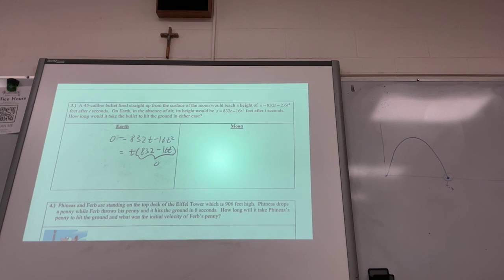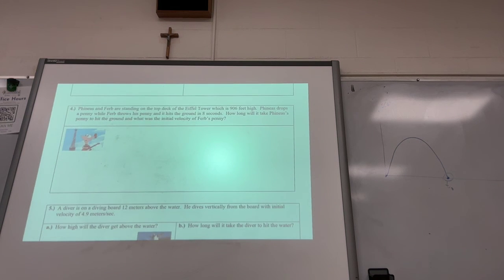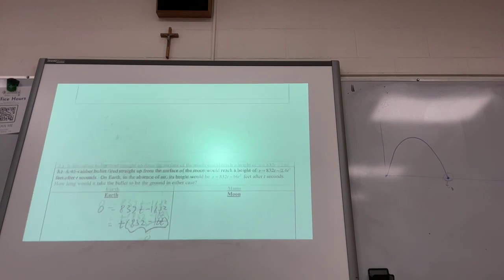So we don't use our calculator? I mean, you'd have to do 832 divided by 16, so I'd say use a calculator. Any other questions? Same thing with the moon, just a different equation.